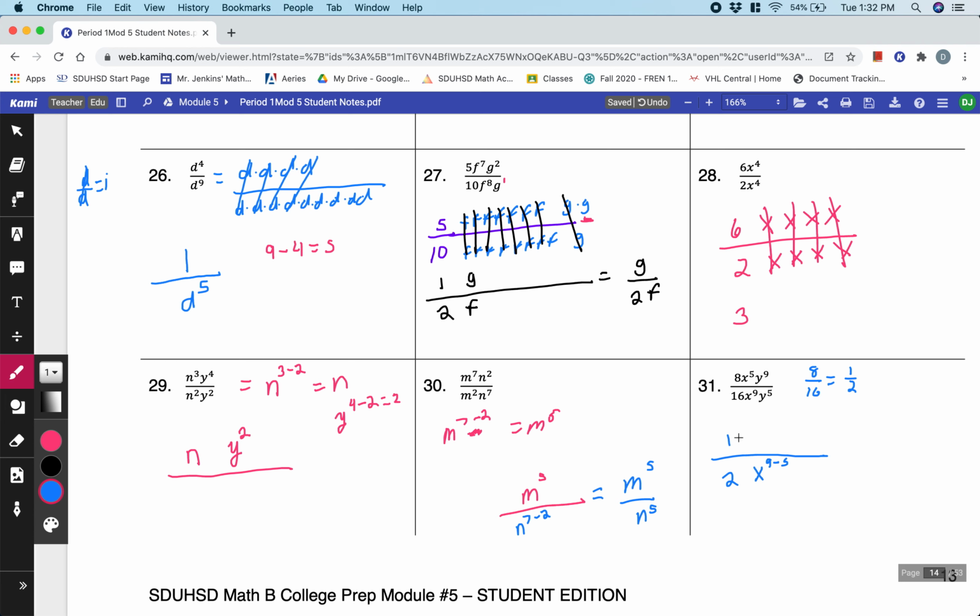And similar to the y's, oh, I got more y's on the top, so it'd be y to the 9th minus y to the 5th. This would give me a final answer of 1 y to the 4th, or just y to the 4th, all over 2x to the 4th.